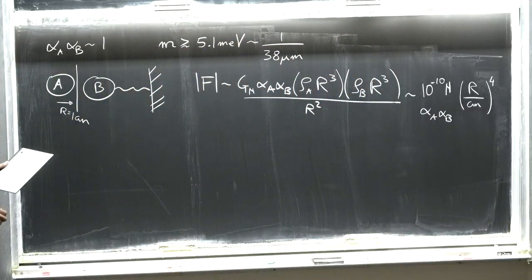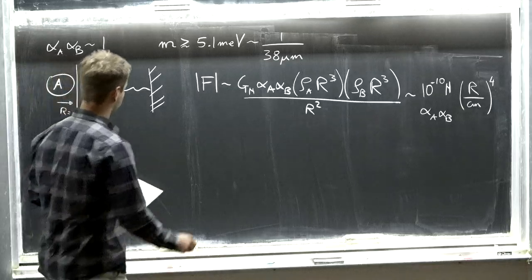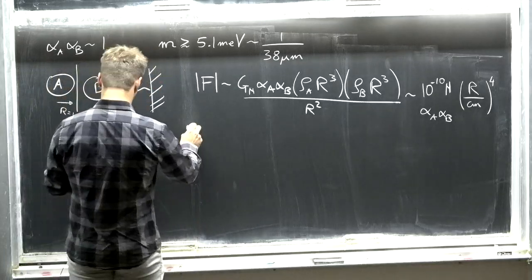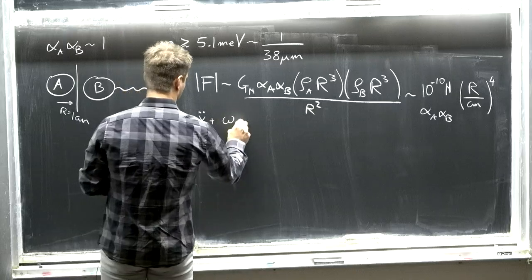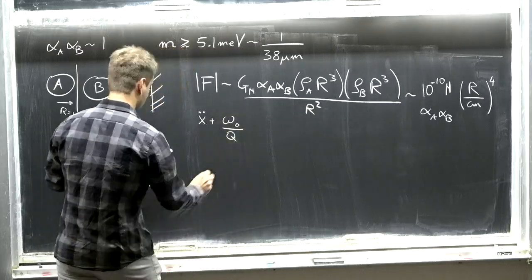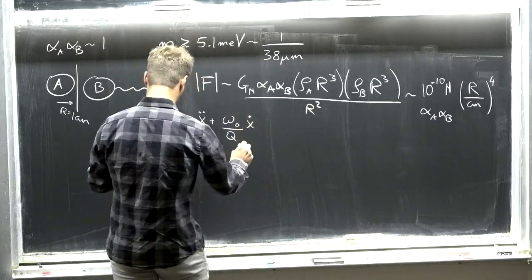So yeah, let's use the fluctuation dissipation theorem. For a harmonic oscillator, I have just this differential equation.